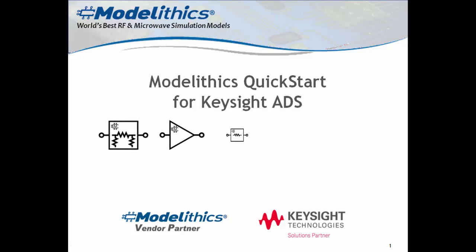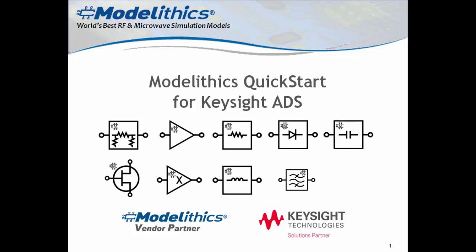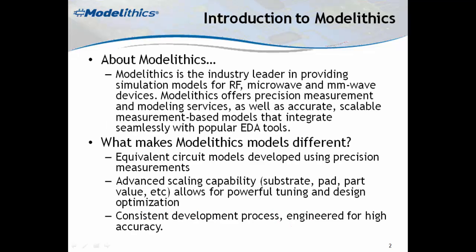To the Modelithics Library QuickStart for Keysight ADS. This QuickStart will give you an introduction to the Modelithics library and an overview of the many model features. A quick background of Modelithics: we provide the most comprehensive simulation model library for RF, microwave, and millimeter wave devices. Our premier product is the Modelithics Complete Library. We also offer precision, measurement, and custom modeling services.